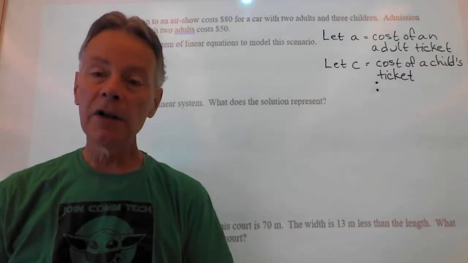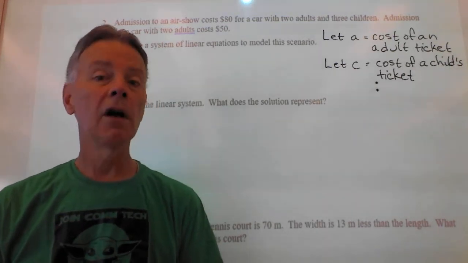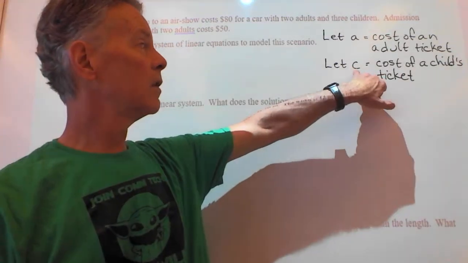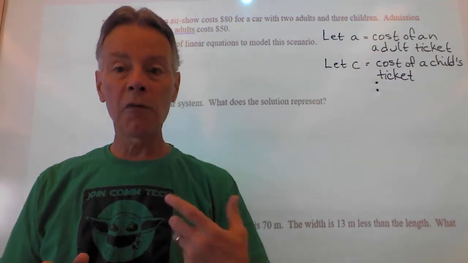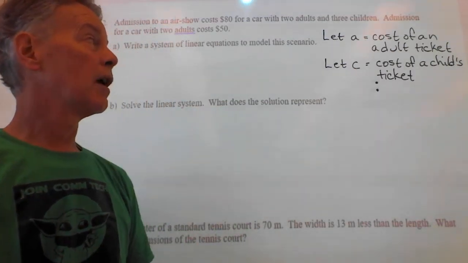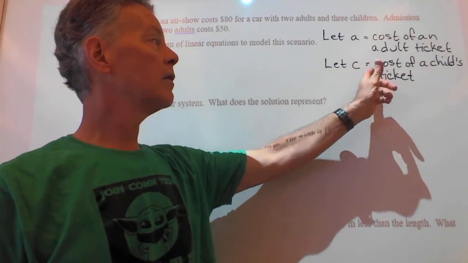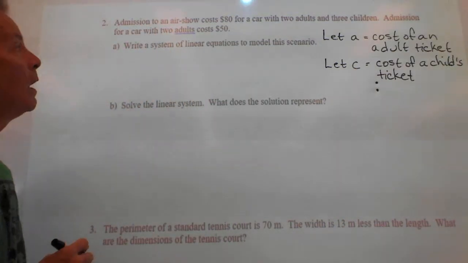Now, do you have to use A and C? No. You can use X and Y or A and B or whatever. Sometimes it's helpful to use a letter that reminds you of what the value of that variable is, or at least of what that variable is describing, okay? So that's why I used A for adult and C for child. You do what you like, okay?